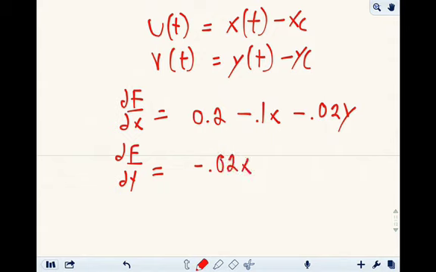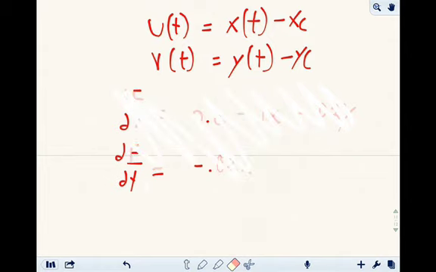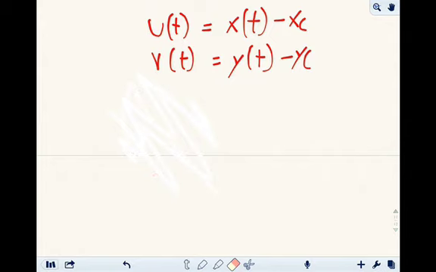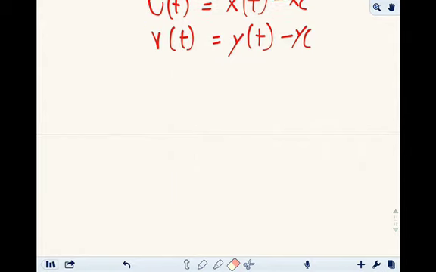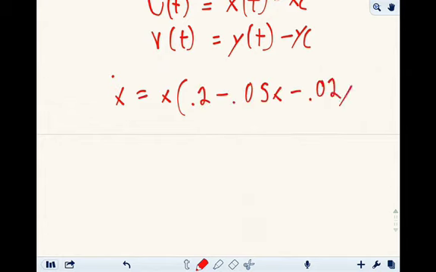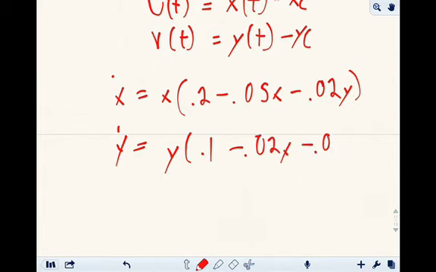And let me just back up a bit here. I want to rewrite the equations here before we do the partial derivatives, so it's clear where these are coming from. So let's just rewrite these equations. We have x dot equals x times (0.2 minus 0.05x minus 0.02y), and we have y dot is equal to y times (0.1 minus 0.02y minus 0.01x).